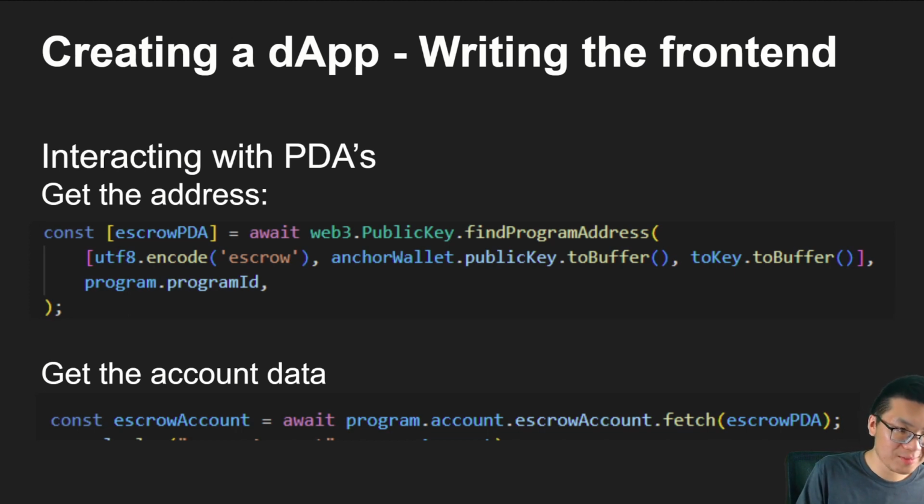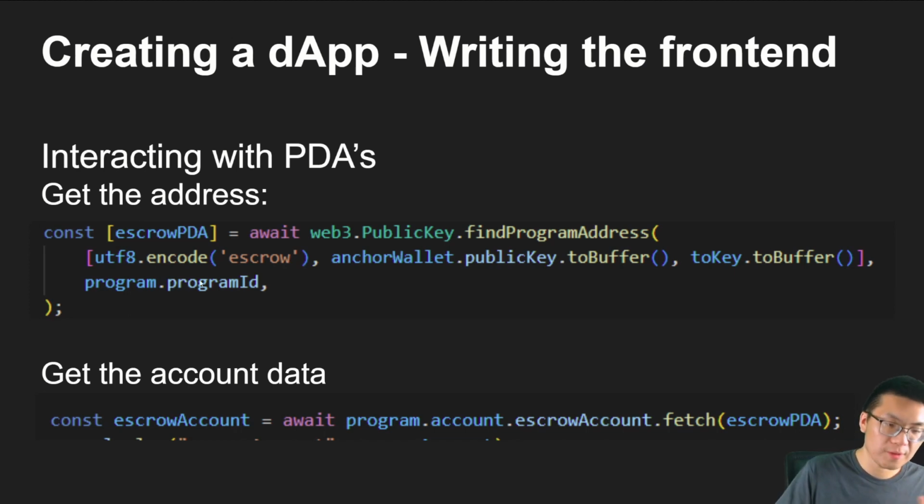How do we actually interact with our PDA on the front end? So there's actually two things we need to do. First, we need to get the PDA or the address, the public key of our PDA. And we can do that by essentially just executing this command. And we'll see what it returns later. And these are all anchor libraries, but we call web3.PublicKey.findProgramAddress. And this takes in two parameters. The first parameter is the seed that we're using. And so remember from our previous video, the seed was a string that we called escrow. We give it the from public key, which is our anchor wallet, and the to key.